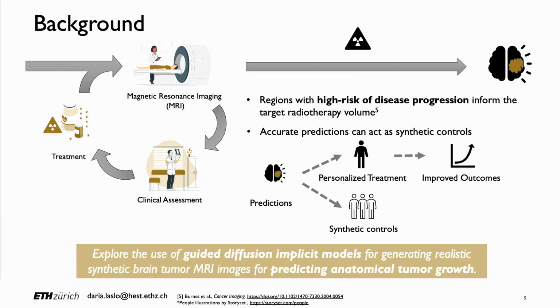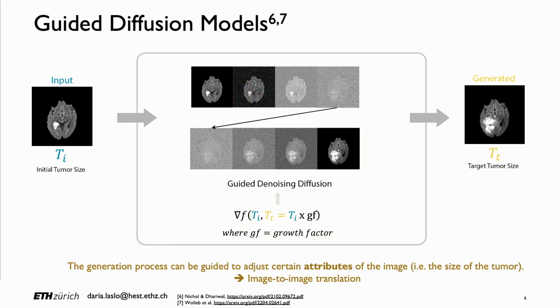And with this, we set ourselves to explore how we can use computer vision models, particularly guided diffusion models, to generate such predictions of anatomical tumor growth in the form of MRI scans. So how did we do this? We used guided diffusion models.